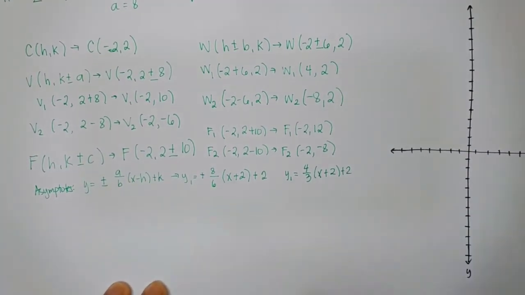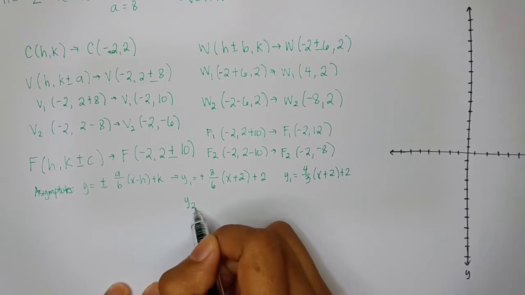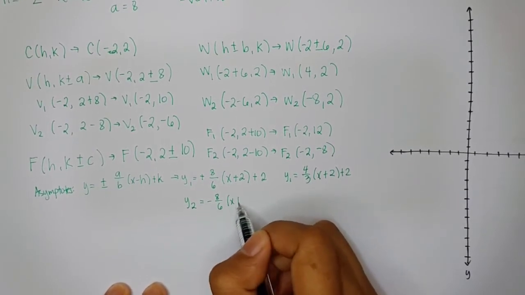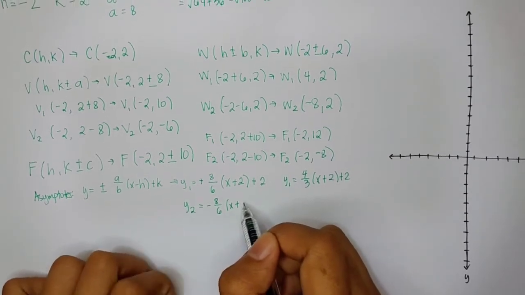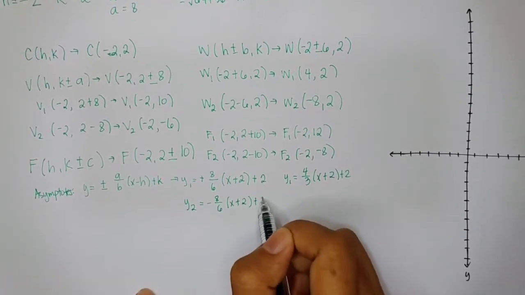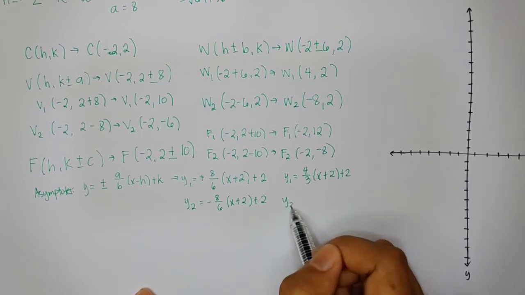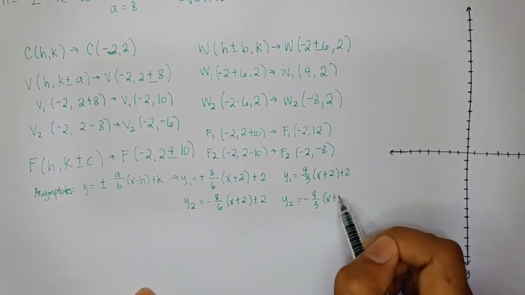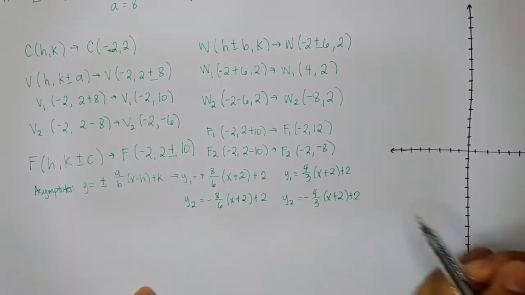Yan yung y1. How about yung y2 natin? Y2 natin is negative 8 over 6. Copy lang natin, the same value, but negative lang yung 8 over 6. That is x plus 2, plus 2. So, we have y2 is negative 4/3 times x plus 2, then plus 2.